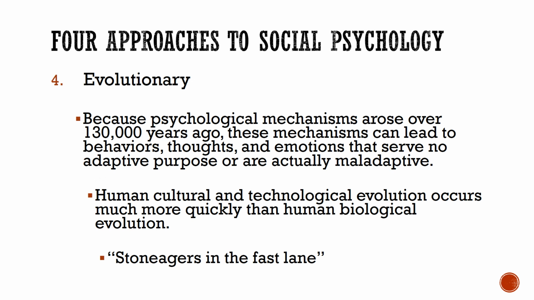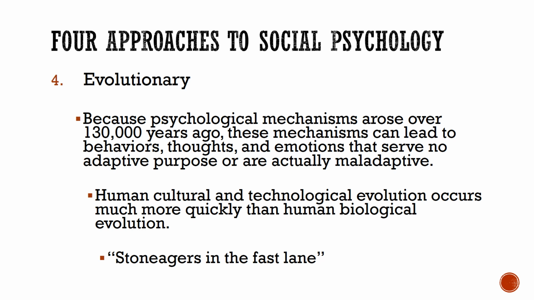However, because these psychological mechanisms arose over 130,000 years ago when Homo sapiens first arose, these mechanisms can lead to behaviors, thoughts, and emotions that serve no adaptive purpose or are actually maladaptive in today's environment. This is because human cultural and technological evolution occurs much more quickly than human biological evolution.